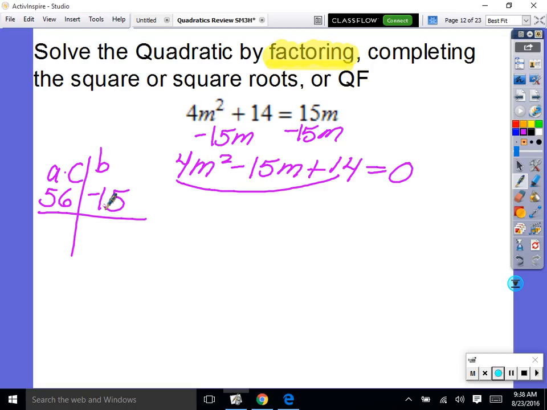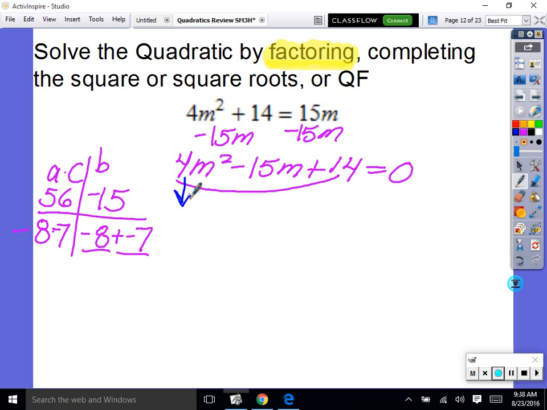Now we can list out all the factors, but let's think about it. Isn't 8 times 7 positive 56? And if they're both negative, won't that still be positive 56? And will -8 plus -7 add up to be -15? So those are our factors. Now look, that -15m, we're going to rewrite as these two factors. So this is where I call it drop and break. Drop and break. So this is what you always do, and factoring will always work this way. You can factor anything like this.